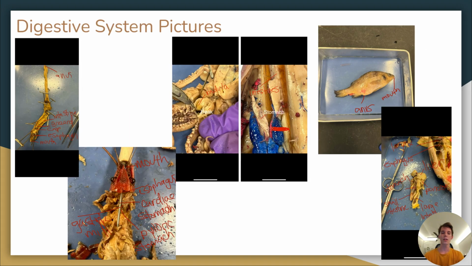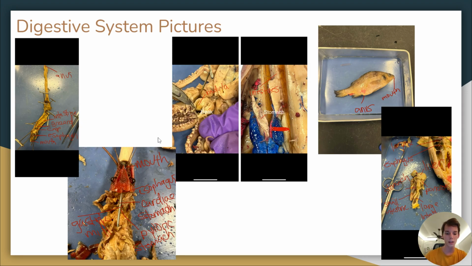And then here are the pictures of the four animals: the earthworm, crayfish, squid, and perch digestive systems. So they're all going to have a complete digestive tract. They all have mechanical and chemical digestion, all have an esophagus and an intestine where nutrients are absorbed.